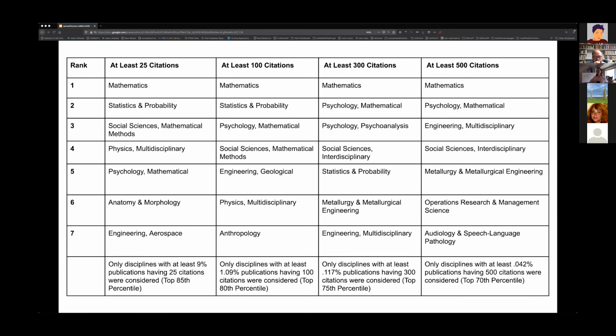And mathematics, my love, mathematics stays on top for all of them. And a lot of these are not actually close. Some of these are like double the ratio. There's very specific numbers in the notes, but you notice a lot of these are mathematical. You have stats, you have multiple math methods, you have operations research as well. There's some engineering and social sciences too.